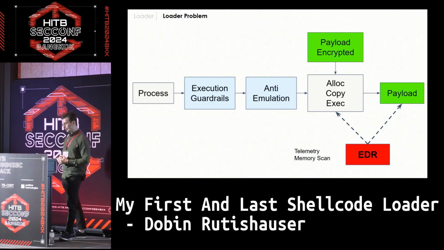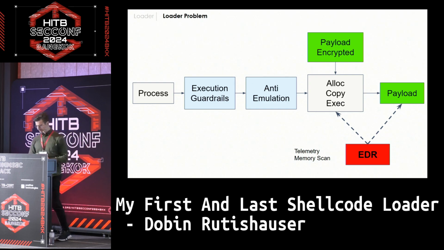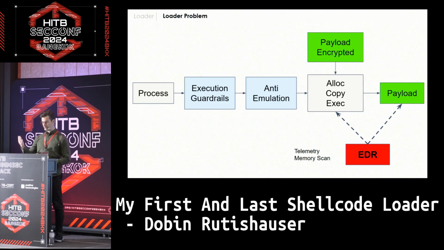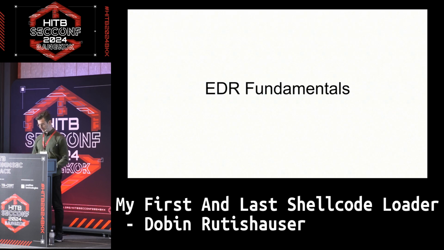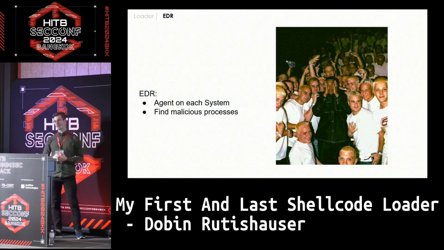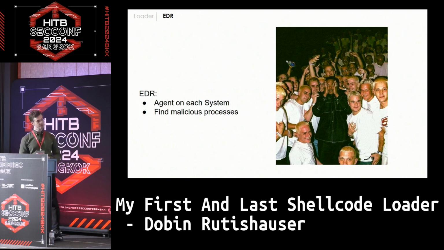Now we are on our target, basically the user we want to compromise. And there is usually an EDR installed, and we need to bypass the EDR. The execution guardrails will see it's on the right target. It will not exit. The anti-emulation will just be performed when the user double-clicks our executable, and nothing happens, and then the payload will be decrypted and the EDR sees it. So I will show a little bit the basics of EDRs as I see it. EDR is just an agent on each system, and it finds malicious processes. So it's like here Dr. Dre, who tries to identify the real Slim Shady, and cannot just tell him to stand up.